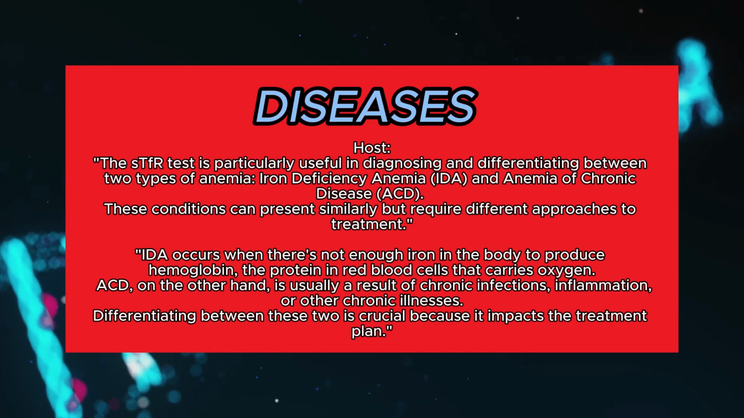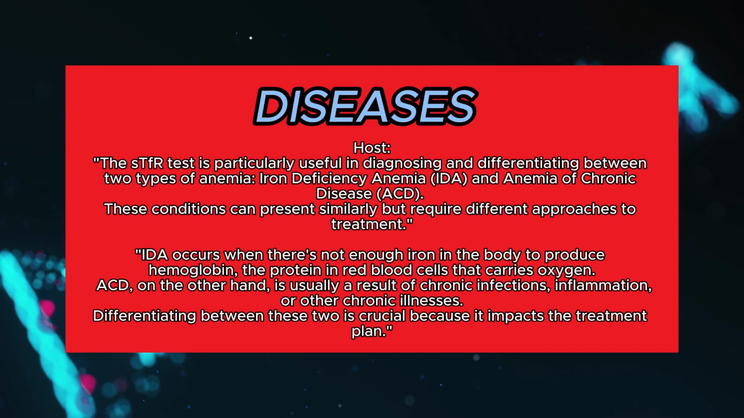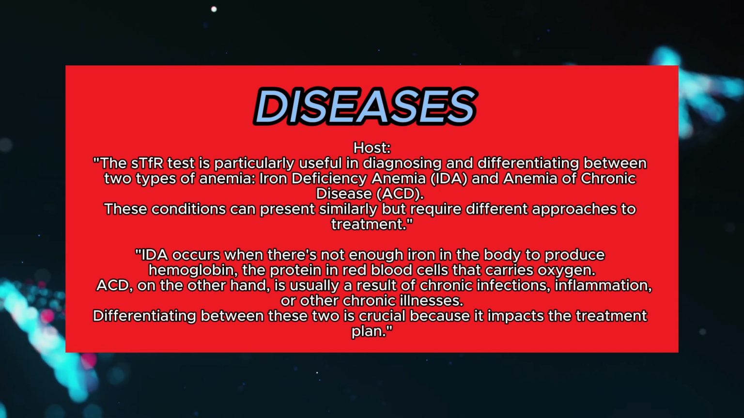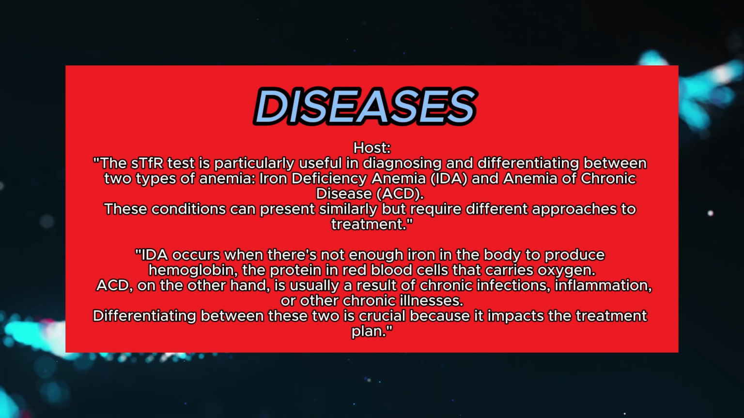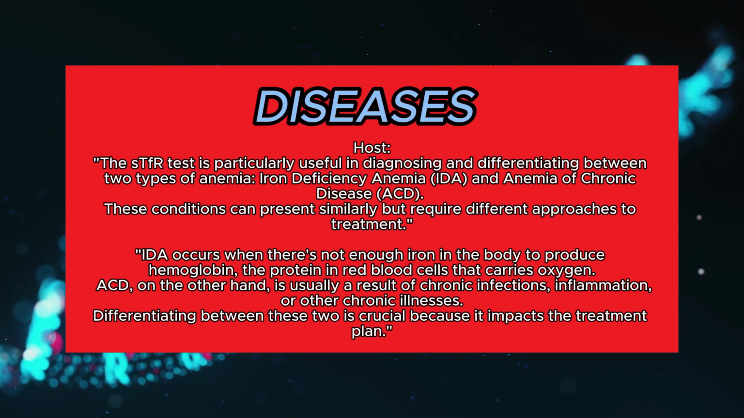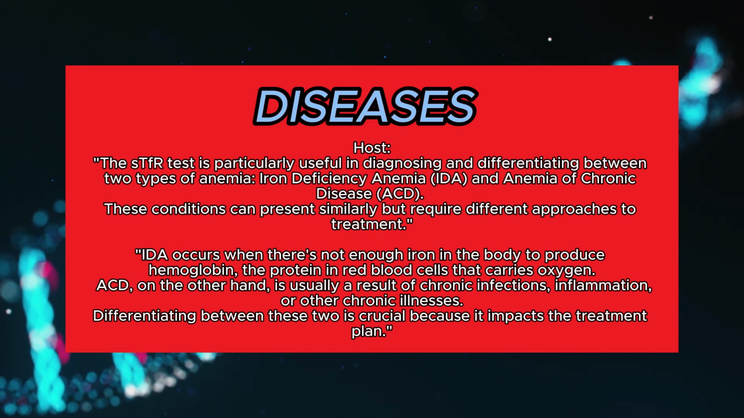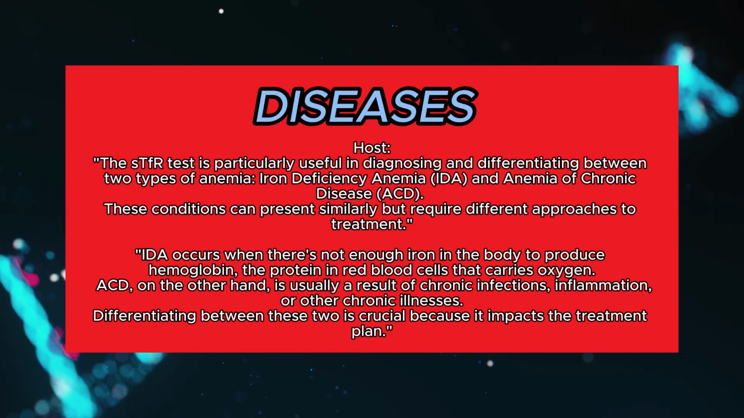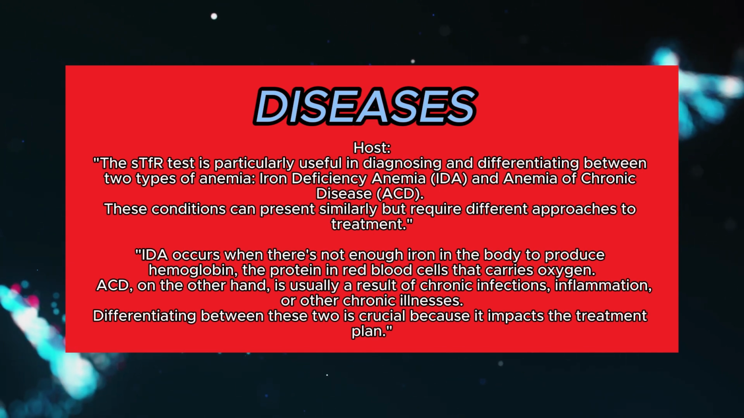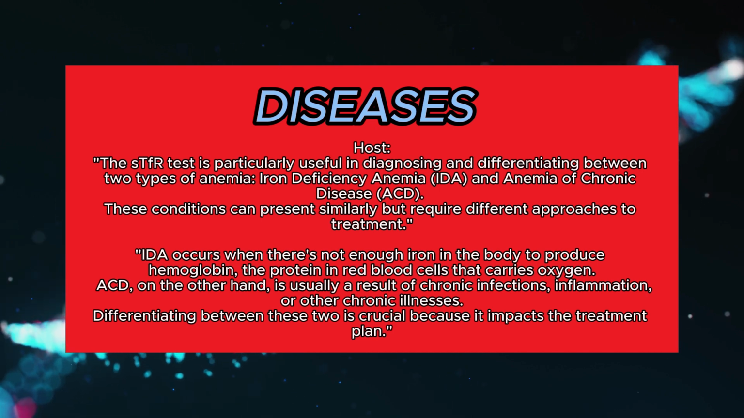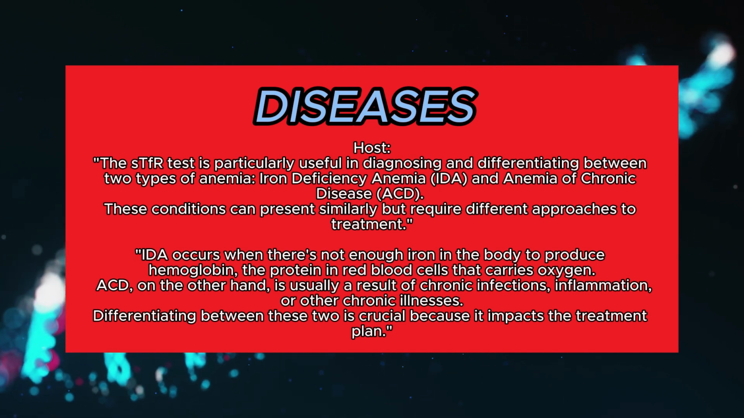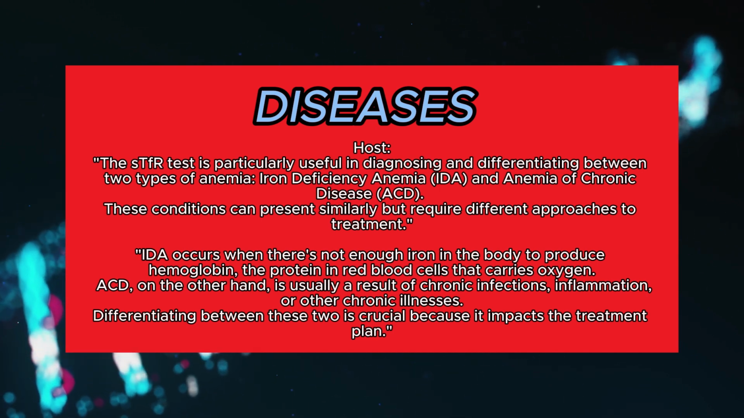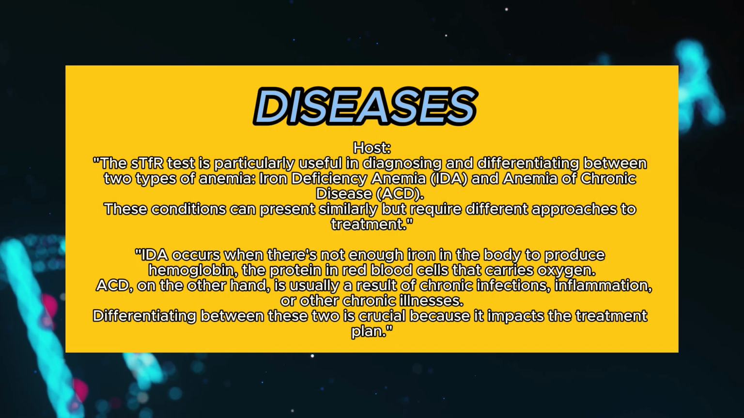Host. The sTfR test is particularly useful in diagnosing and differentiating between two types of anemia: iron deficiency anemia and anemia of chronic disease. These conditions can present similarly but require different approaches to treatment. IDA occurs when there's not enough iron in the body to produce hemoglobin, the protein in red blood cells that carries oxygen. ACD, on the other hand, is usually a result of chronic infections, inflammation, or other chronic illnesses. Differentiating between these two is crucial because it impacts the treatment plan.